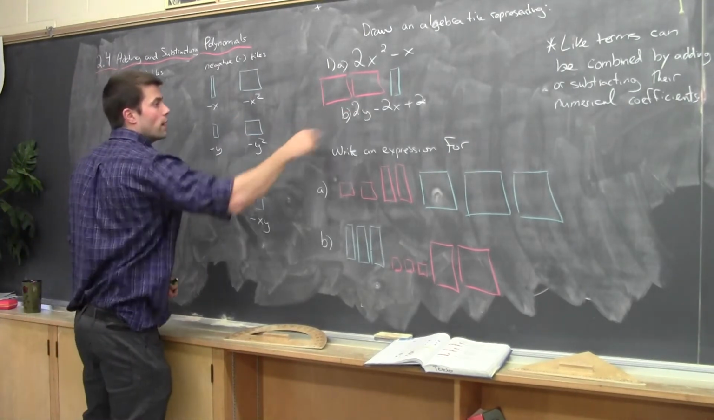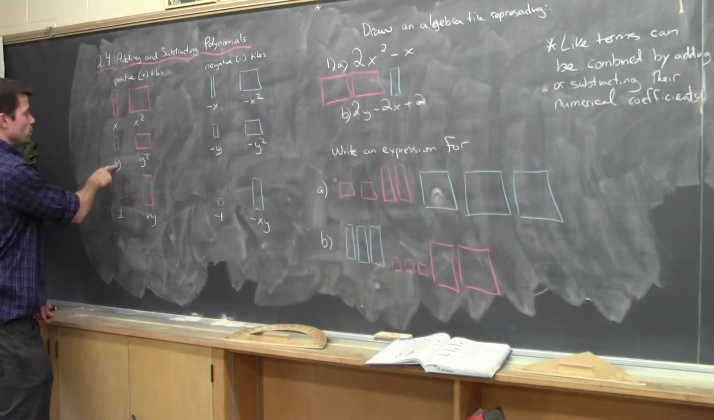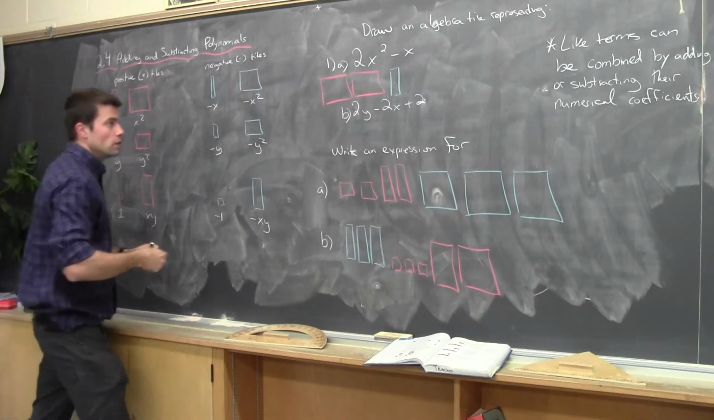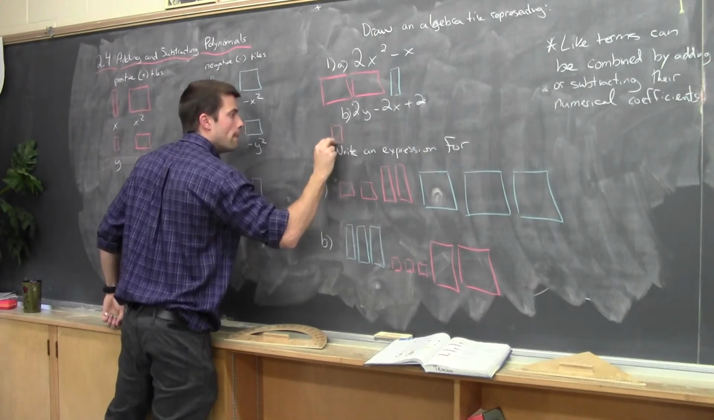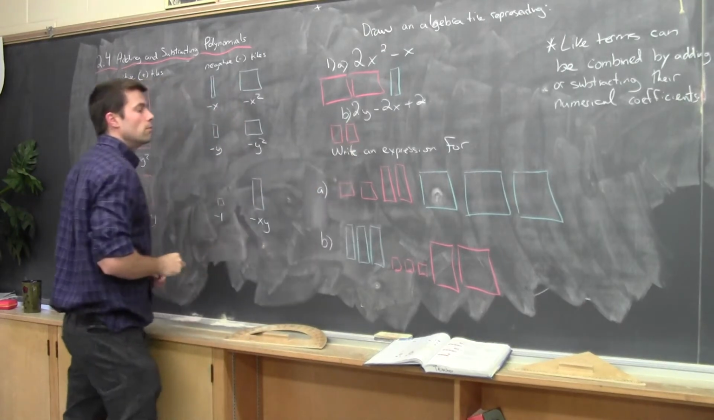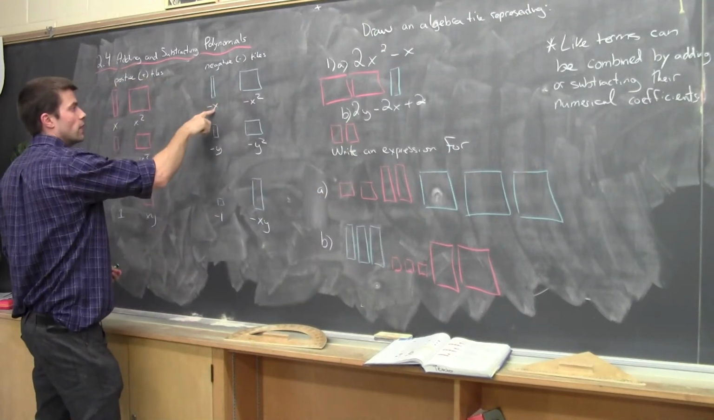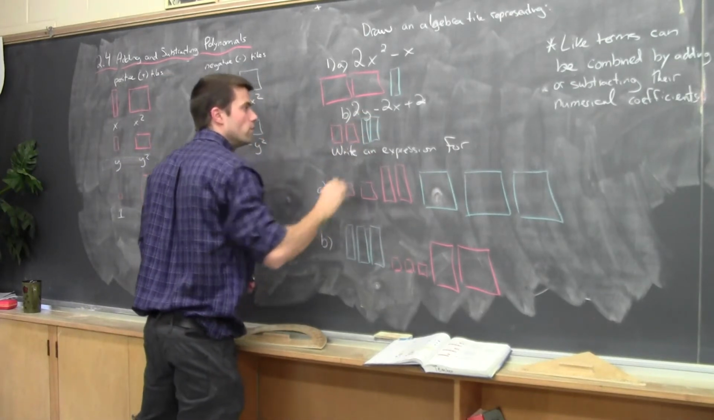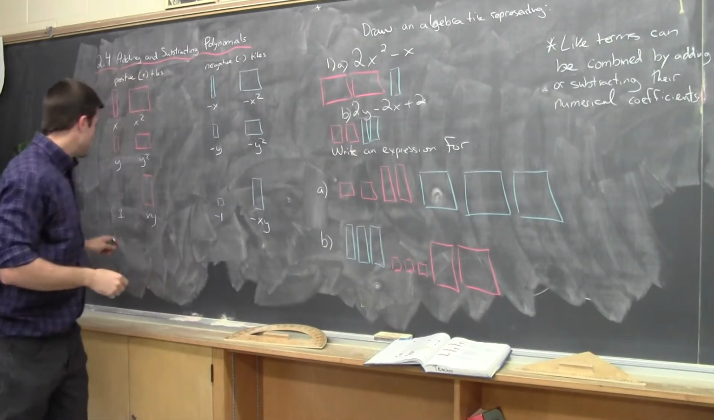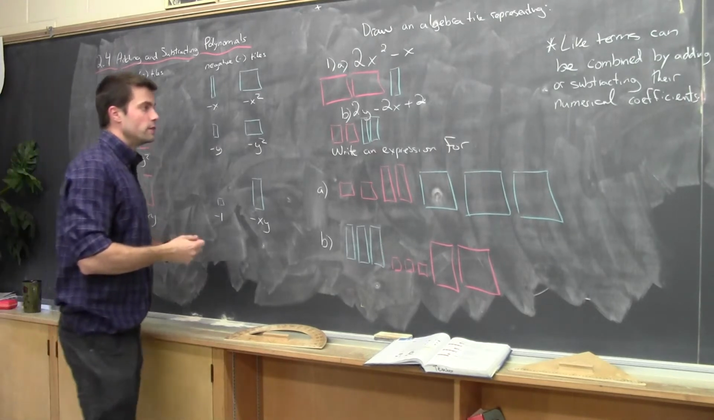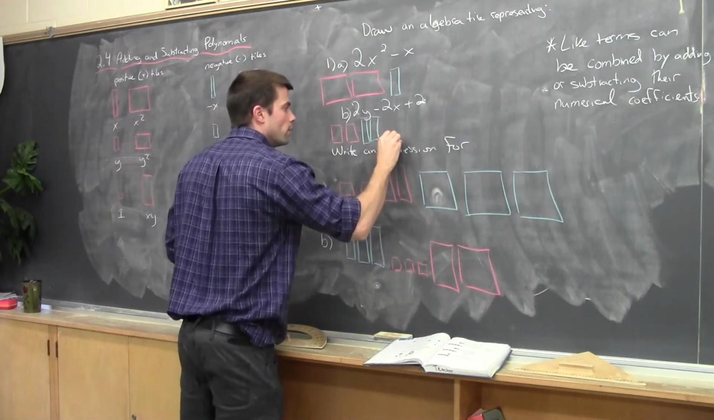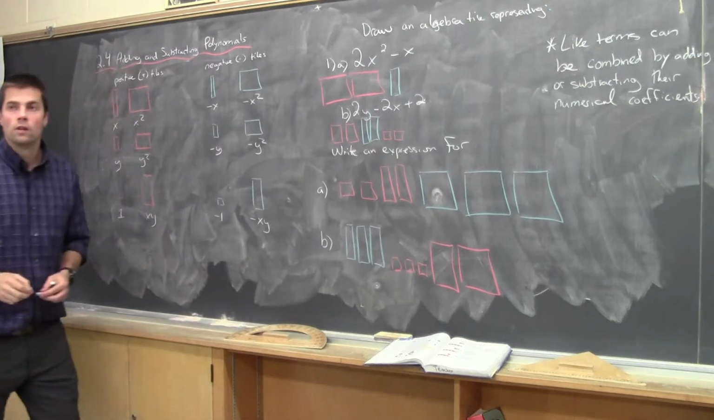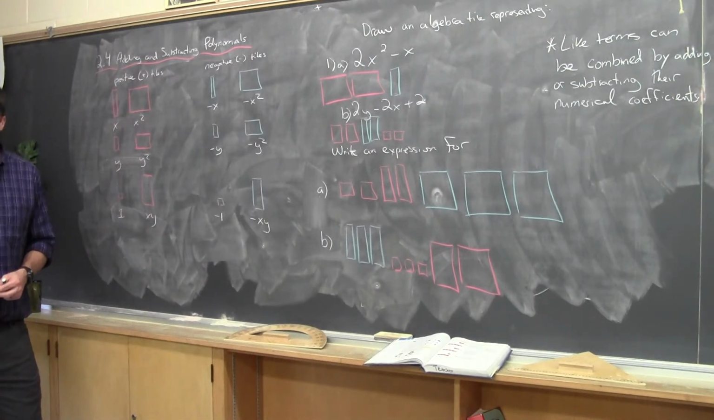Similarly, 2y minus 2x plus 2. y is a little bit smaller, so there's two of them. So you have 2y, minus 2x. So x is this taller one in blue. It's negative. Plus 2. Now the integer is just this small square. It's positive, so it's red. Positive, positive. Okay? Any questions there?